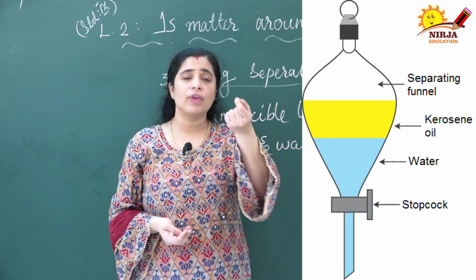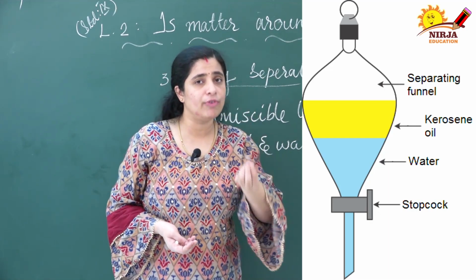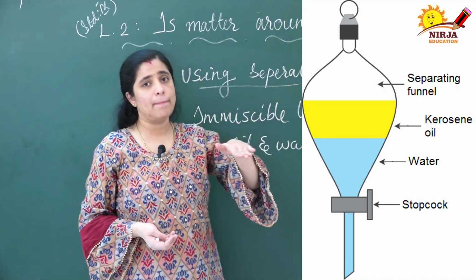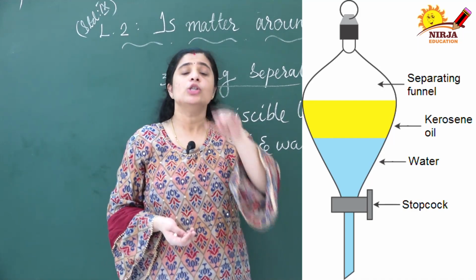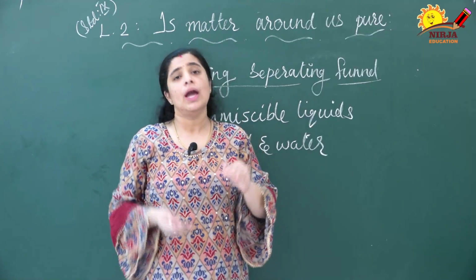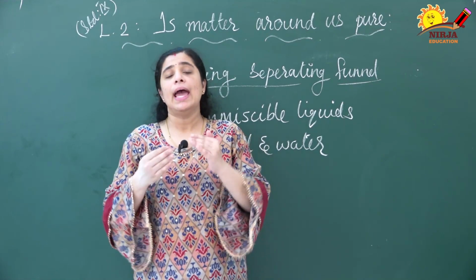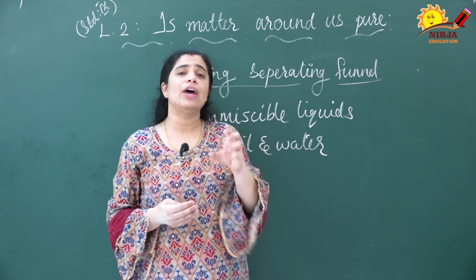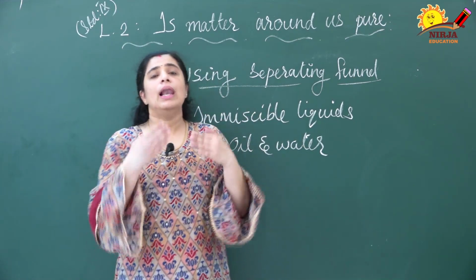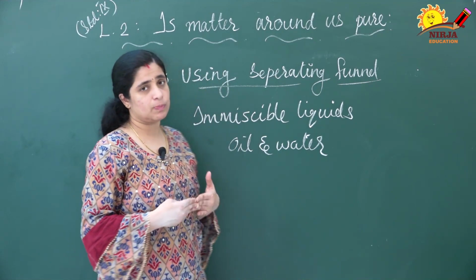When you open this stopcock, the liquid at the bottom will come first and you can stop at the interface. I told you that there will be a barrier, there will be a layer. At the interface you can stop it. You have separated the liquid that was at the bottom, and now in the funnel you have only one liquid. You can take it into another beaker. This way you can separate two immiscible liquids.